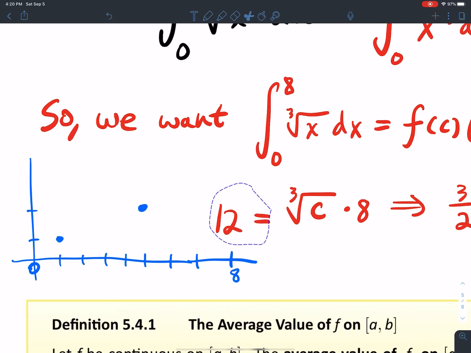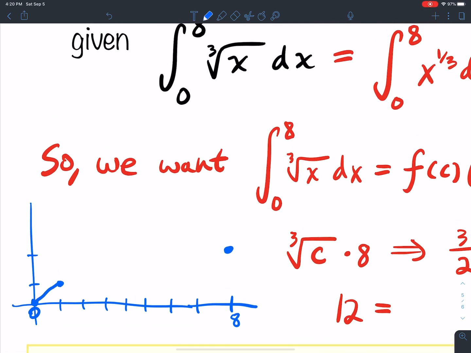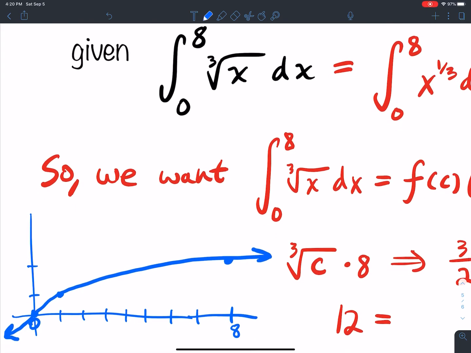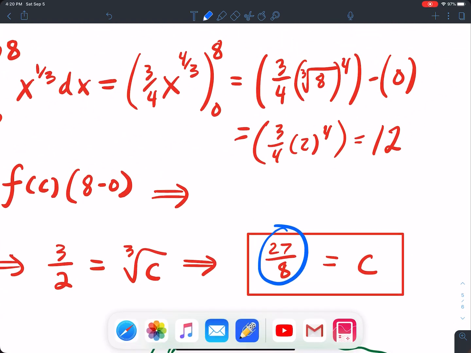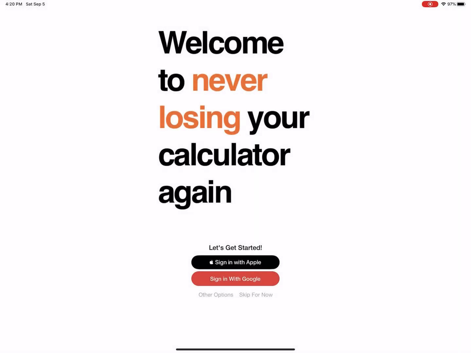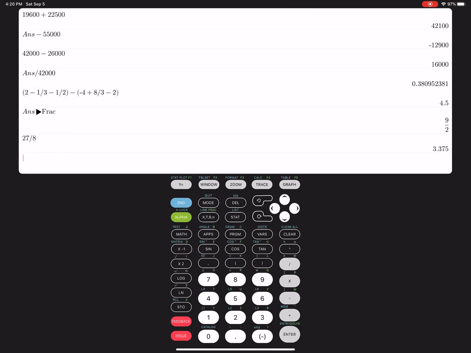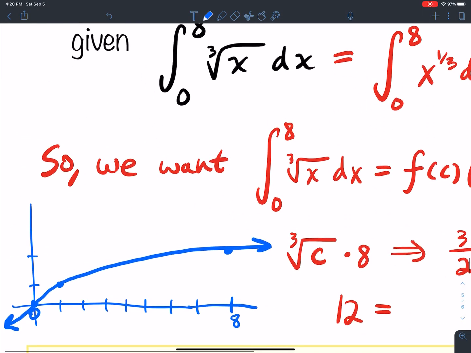Okay, so let me move this over here. All right, so I'm trying to get this as best as I can to 0. So the cube root kind of looks like this, and then it goes in the other direction like this. So I want to know the value that I can plug in here. So 27 over 8, what is that? 27 over 8 is 3.75. So that's like 1, 2, 3.